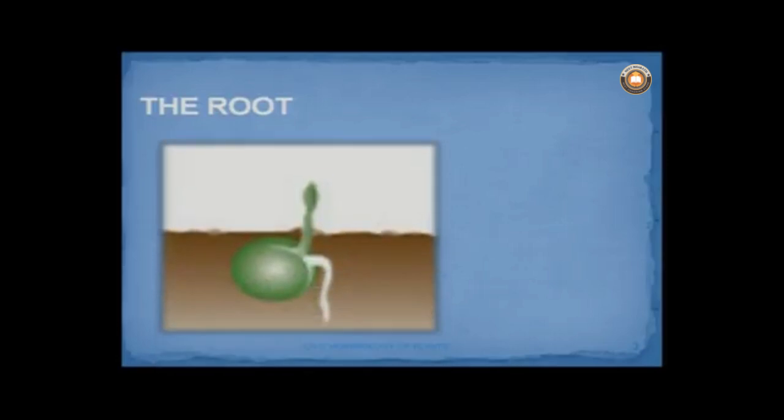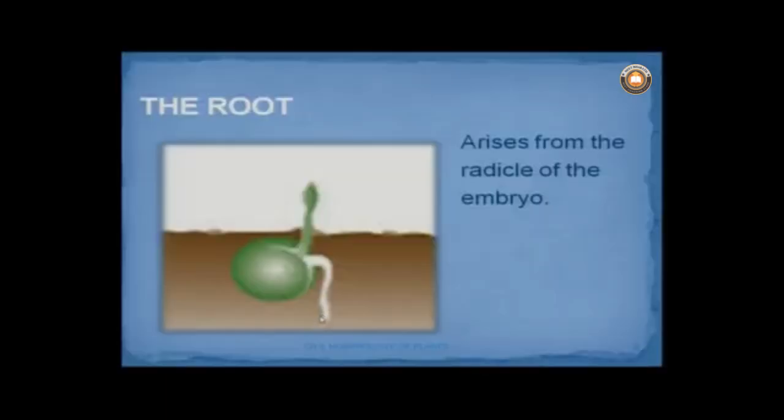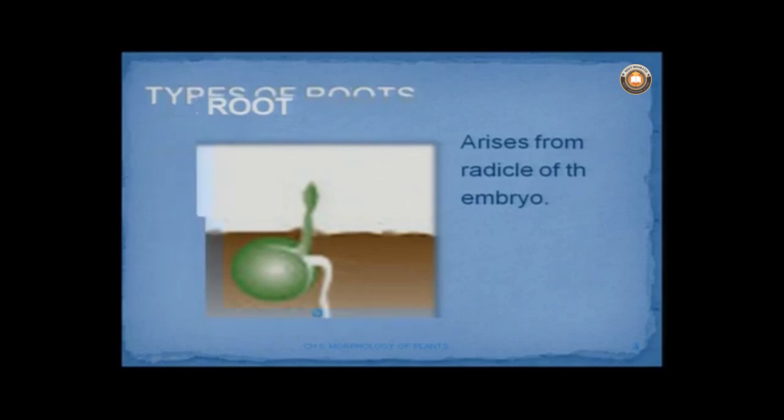One safe definition can be that root is that part of the plant that arises from the radicle of the embryo. Here you can see this is the plumule and this is the radicle. The root arises from the radicle of the embryo. Though it is not always the case, as we will see in the later course of the session, that some roots also arise from parts other than the radicle, but yet it is one correct definition that the part that arises from the radicle can be said as root.